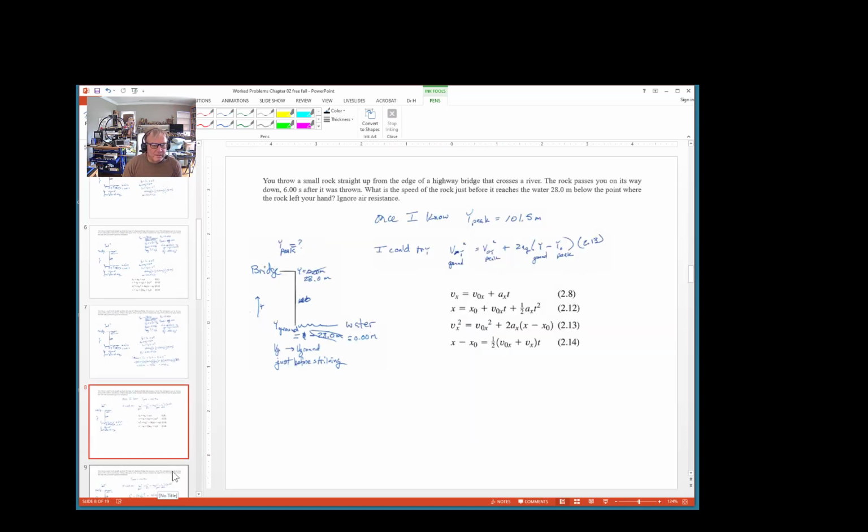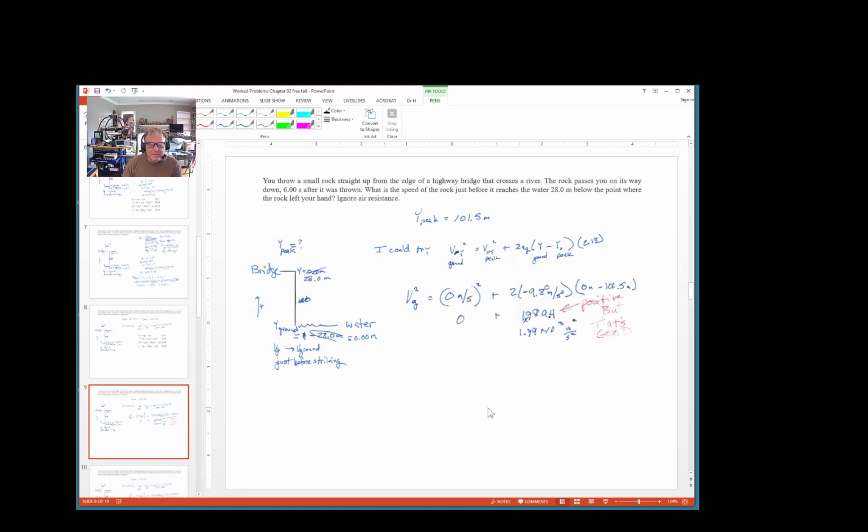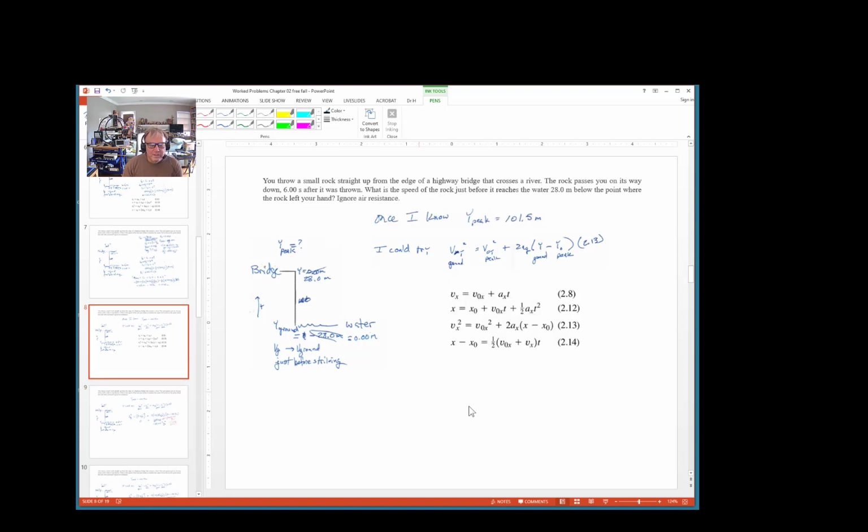Let's see, where is it? Yep. So I'm going to try using 2.13. What I did is I scratched out the original technique, and I'll show you that in a minute. It was tickling in the back of my mind that I could skip these steps, and that's what these last two equations are about. Somebody has combined 2.1, 2.8, and 2.12 in two different ways. One is to get rid of t, and this one here gets rid of the acceleration. But in gravity problems, you always know the acceleration.